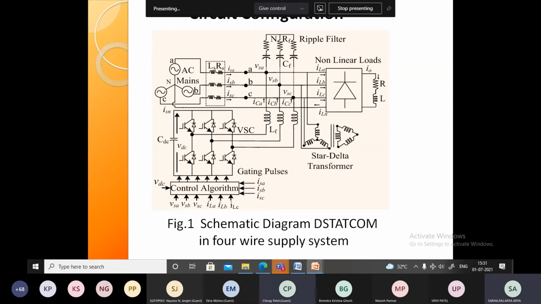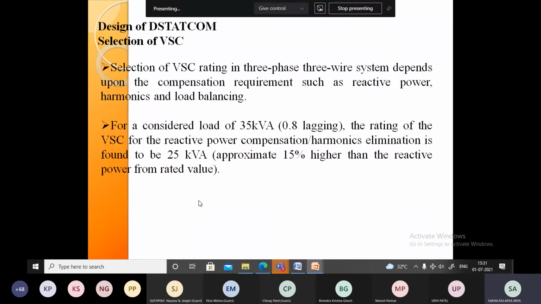Basically, we should maintain the DC bus voltage at more than the peak value of the line to line voltage. This is the main thing. And the formula we have written here.